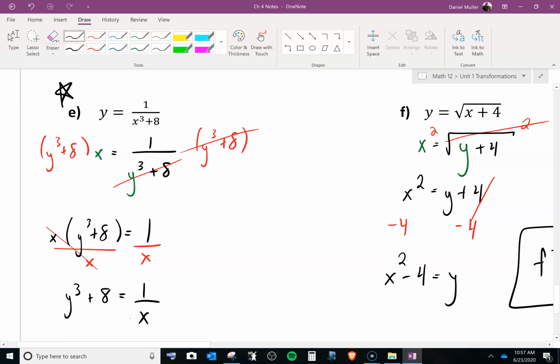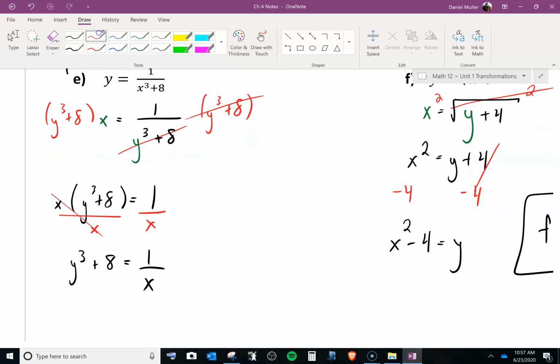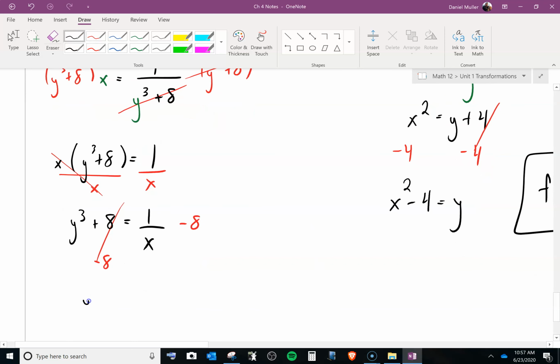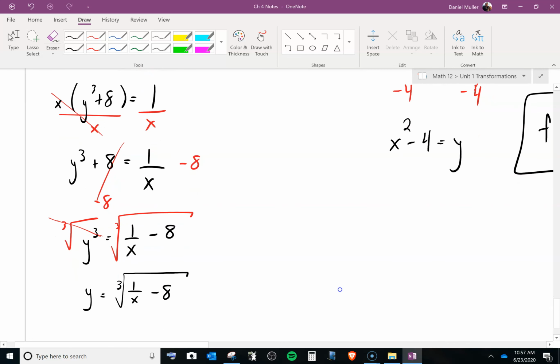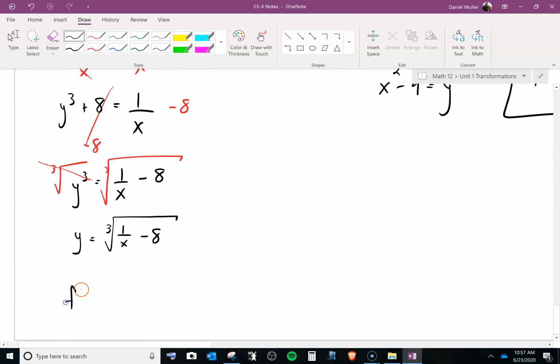And now that I have no brackets around anything, I can do backwards BEDMAS, where I can just subtract the 8, which looks a little odd. Y cubed equals 1 over x minus the 8. And then to get rid of a cube, you can cube root. Now when you square root, you got to do a plus or minus, but a cube root you do not. Not when it's an odd exponent. Cube root of 1 over x minus 8. And so that is it. My y is alone. That's my inverse function. So maybe it wasn't as difficult as you had thought.